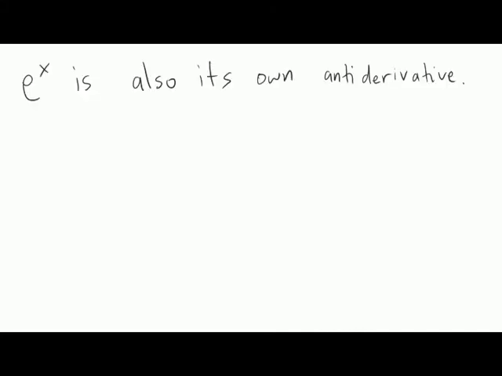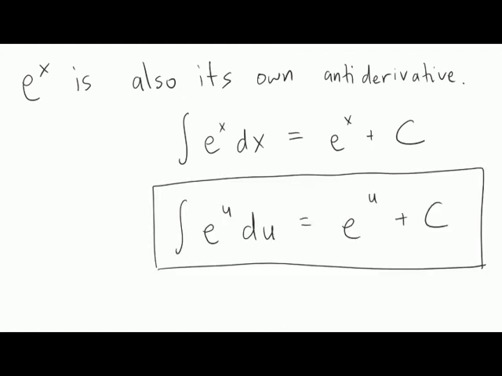Now, if e to the x is equal to its own derivative, then that means that it is also equal to its own antiderivative. And so the corresponding integration formula is that the integral of e to the x dx is equal to e to the x plus c. Or if we want to include a u substitution, that the integral of e to the u du is equal to e to the u plus c.